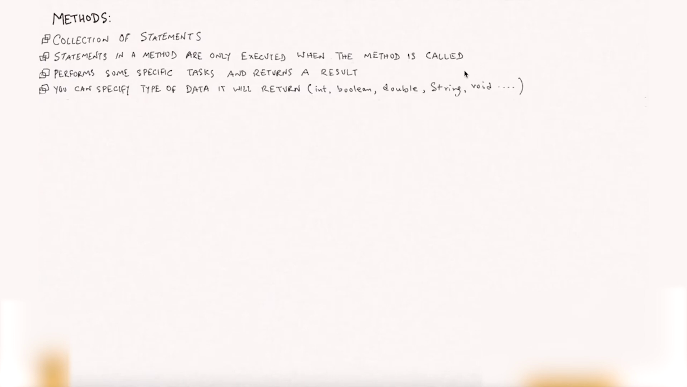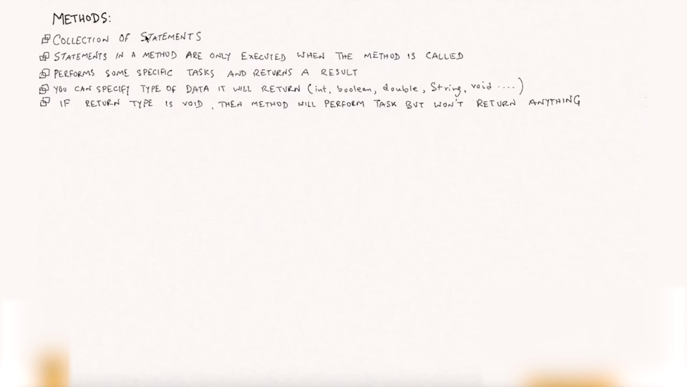But it could also be void. It can be many other types, but it can also be void. Now, if the return type is void, then the method will perform those tasks. The statements will be executed, but there won't be any results. There won't be any return from the method.